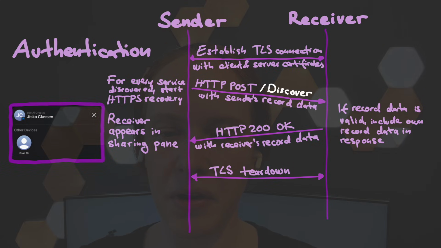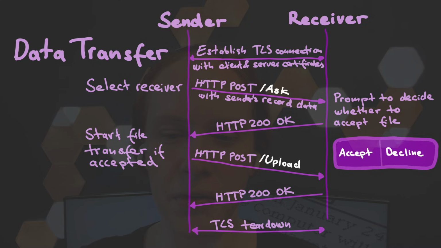First, the sender posts a discovery request over HTTP to get more information about the receiver device. That's how the sender gets a list of receivers with names to select from. Then the sender posts an ask request. This shows a preview of the file to be sent. Then the receiver can accept or decline the file. If they accept, the sender can then upload the file to the receiver. Let's take a closer look at Google's implementation to see if we can find all these elements.